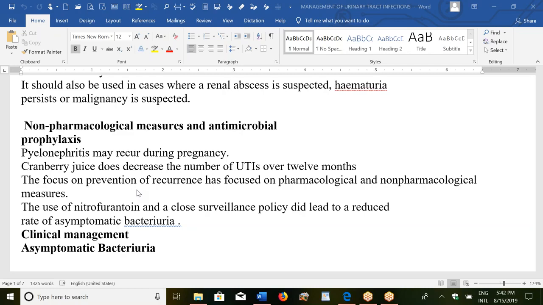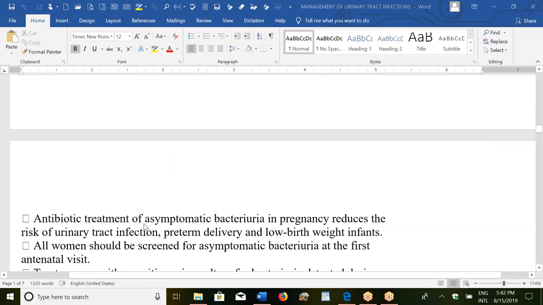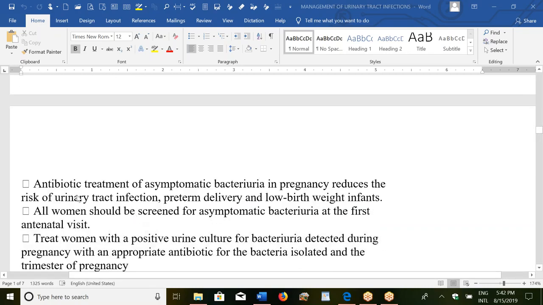So the focus on prevention of recurrence has been on pharmacological and non-pharmacological measures. The use of nitrofurantoin and a close surveillance policy has led to a reduced rate of asymptomatic bacteriuria. Then how should we manage clinically? If your patient has asymptomatic bacteriuria, antibiotic treatment of the asymptomatic condition in pregnancy reduces the risk of UTIs, preterm delivery and low birth weight infants.